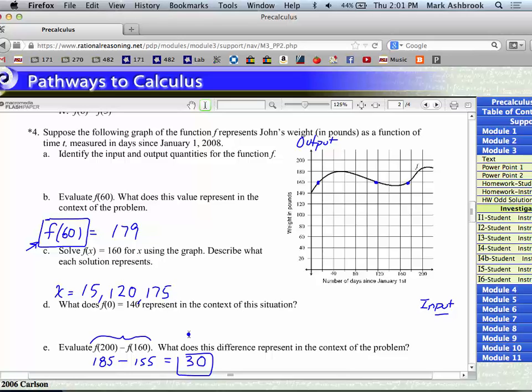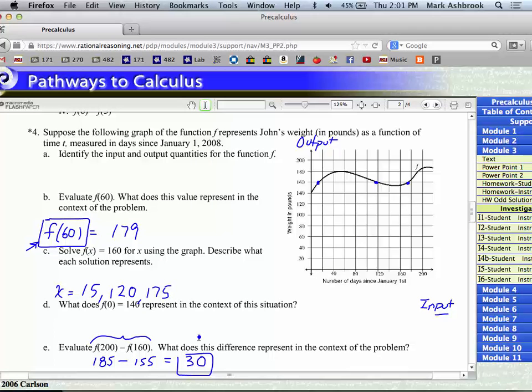It's 200 days after January 1st and 160 days after. So she's saying it's the change from 200 to 160. Alex, what do you think? It's like gaining weight of 30 pounds from day 160 to day 200. Okay, so you said a gain. How do you know it's a gain?